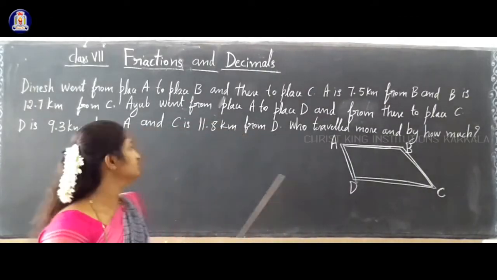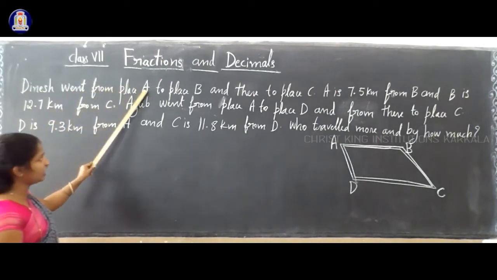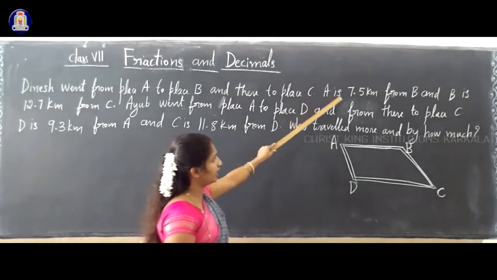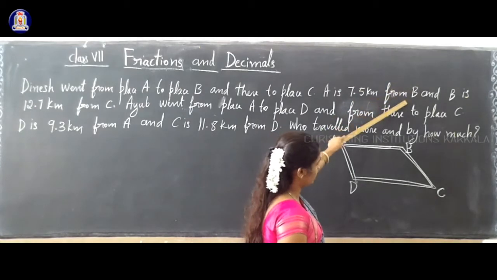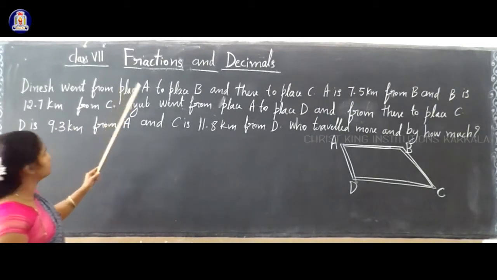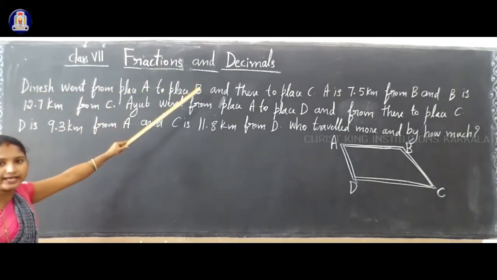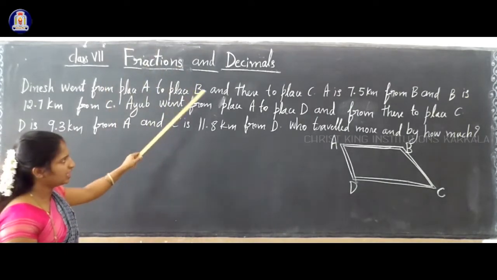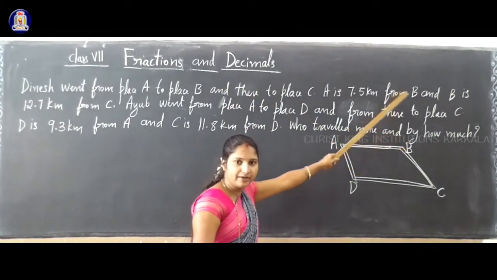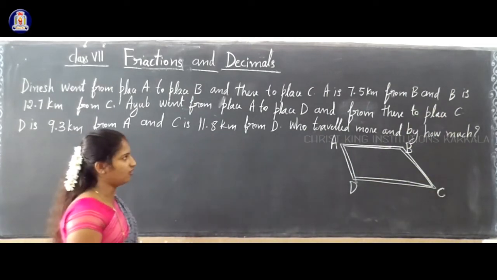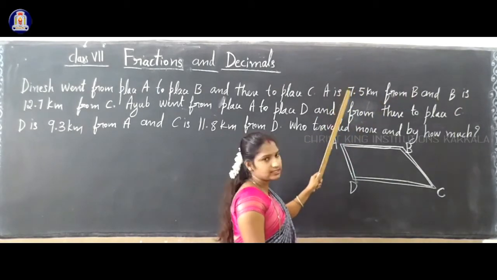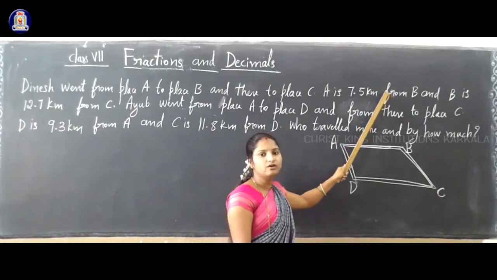Okay. Next question. See here. Dinesh went from place A to place B and from there to place C. A is 7.5 km from B and B is 12.7 km from C. Dinesh went from place A to B and B to C. A is 7.5 km from B.